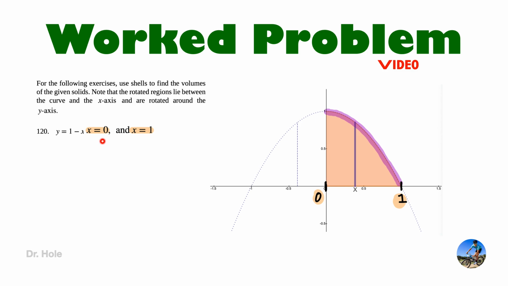The other two equations, x equals 0 and x equals 1, are vertical lines. And then they are providing bounds of integration, as we will end up integrating with respect to x, since we want to rotate about the y-axis.